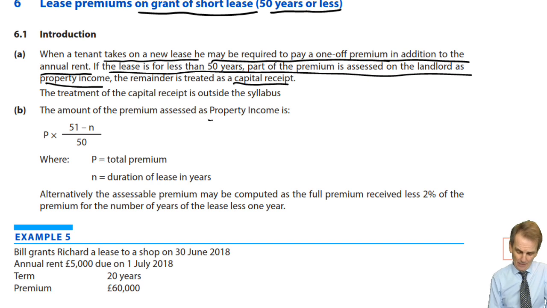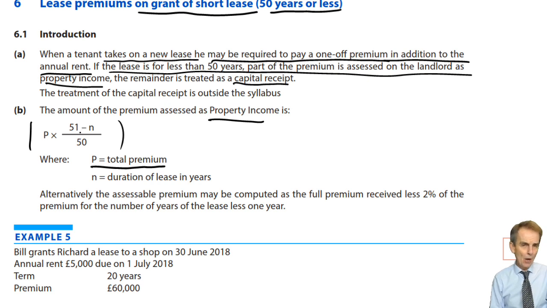And here we go. The amount treated as income is down to this little formula here. So P is the total premium. So they'll tell you what the total premium received was on the date, that will be the beginning of the lease period, that it was received. And we then multiply out by, now there's a bit you're going to have to learn.